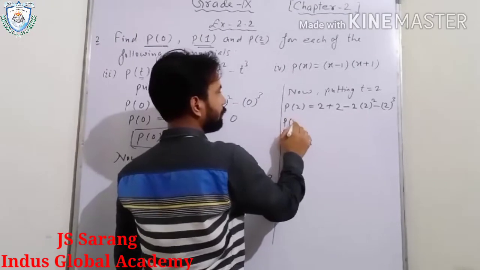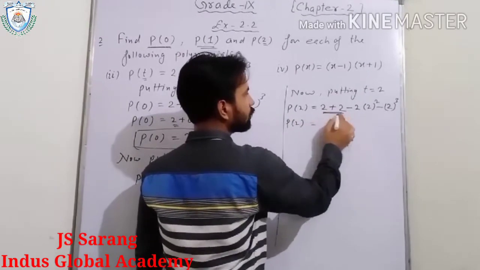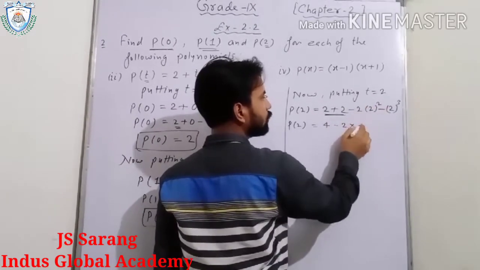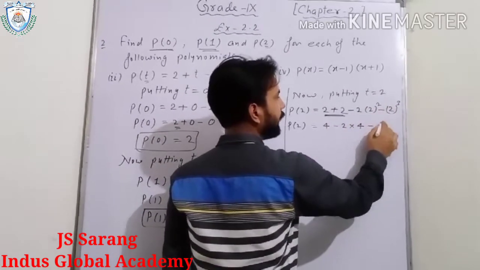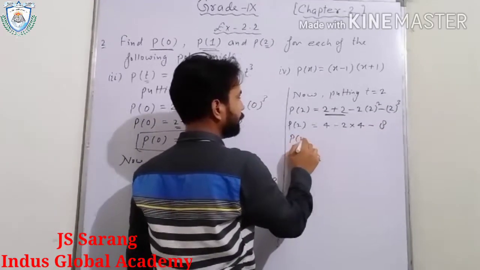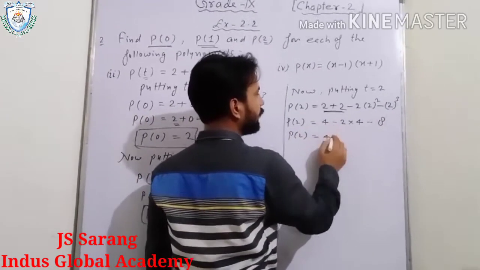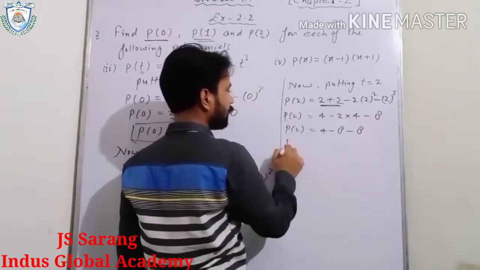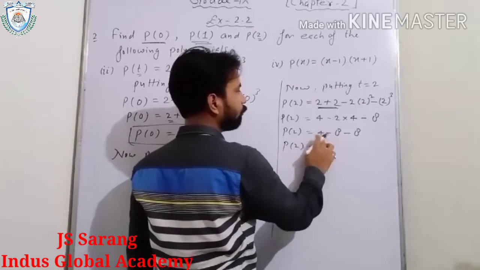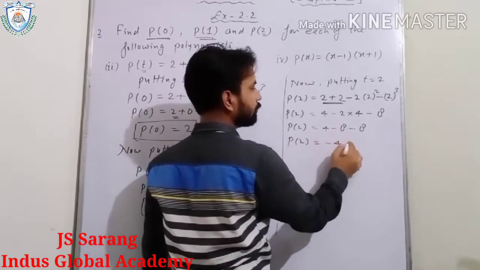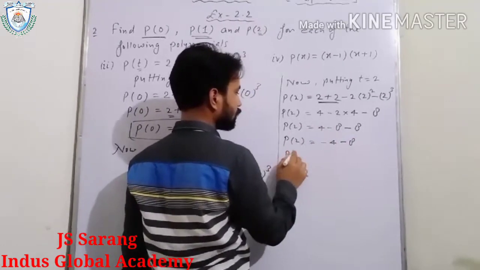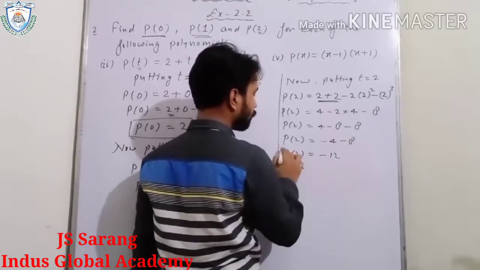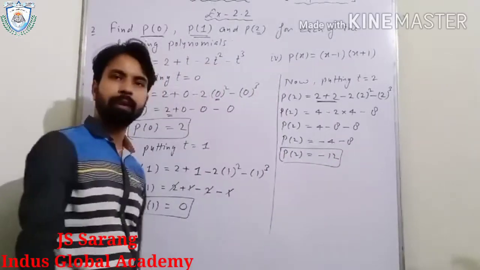Now see, p2 is equal to 2 plus 2, that is 4, minus 2 into 2 square is 4, minus 2 cube is 8. So p2 equal to 4 minus 2 4s are 8, and minus 8. p2 equal to 4 minus 8, that is minus 4 and minus 8. So p2 equal to minus 4 and minus 8, that is minus 12. So this is the value of p2.